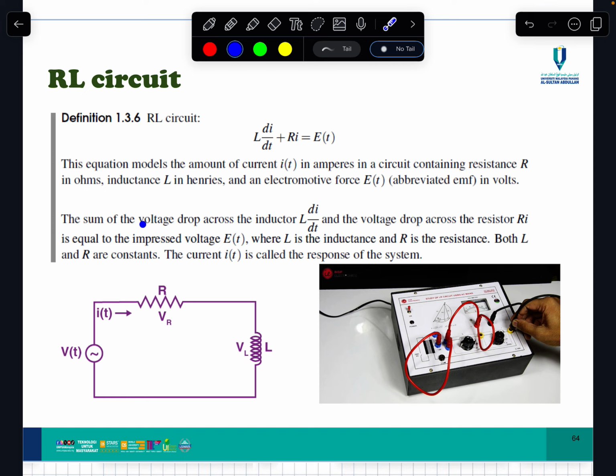The sum of the voltage drop across the inductor, L di/dt here, and the voltage drop across the resistor, Ri, is equal to the impressed voltage E(t), where L is the inductance and R is the resistance. Both L and R are constants. The current I(t) is called the response of the system.